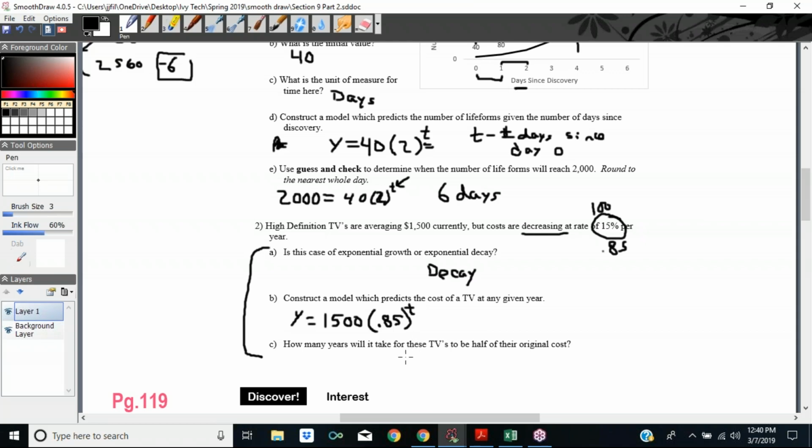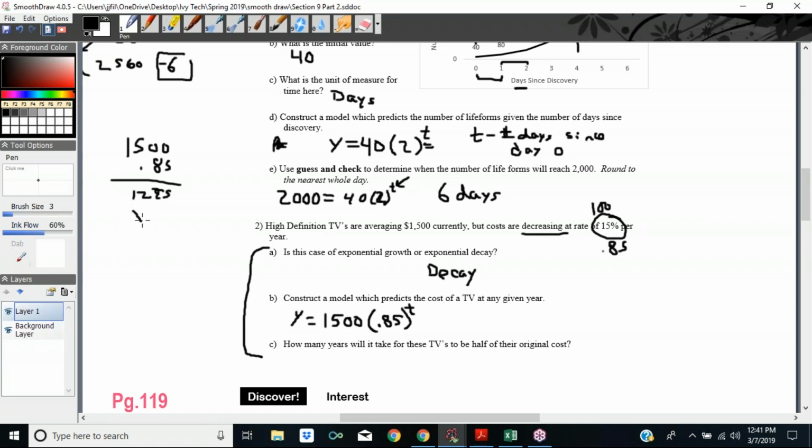So now we're asked to find how many years will it take for them to reach half of their original cost. And so you just have to put some numbers in till the value gets below 1,500. Or you can do 1,500 times 0.85, get that value. So let's find out here. Or you can just test some values, put some values in for t until you get the first one that reaches below $750. So let's see, 1,500 times 0.85 is 1275, so that's not quite there.